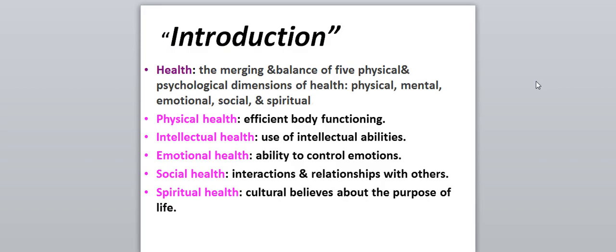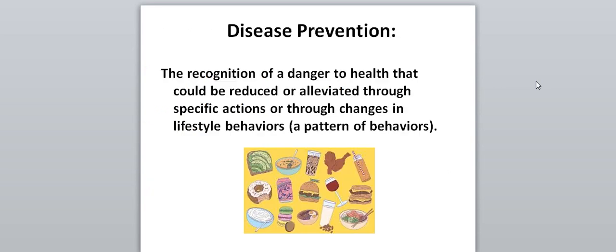First of all, what's health? Health is the emerging and balance of five dimensions: physical, psychological, and others. Physical health means proper body function. Intellectual health is intellectual ability and how to use it. Emotional health is the ability to control emotions. Social health is interaction and relationship with others. And we have spiritual health, what culture believes about the purpose of life.